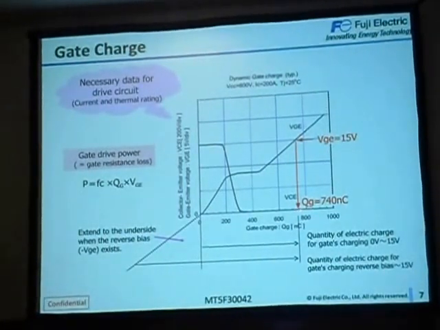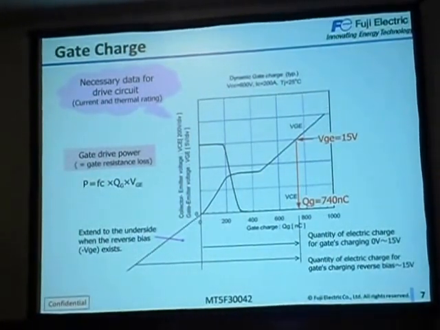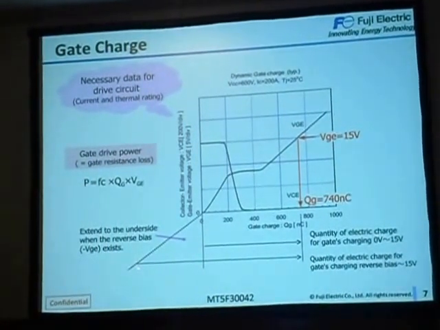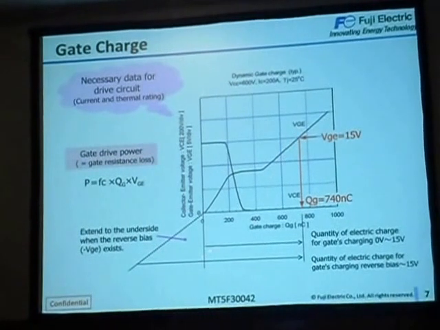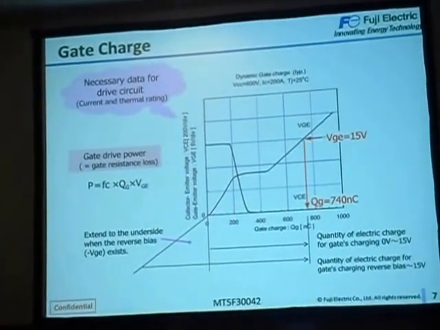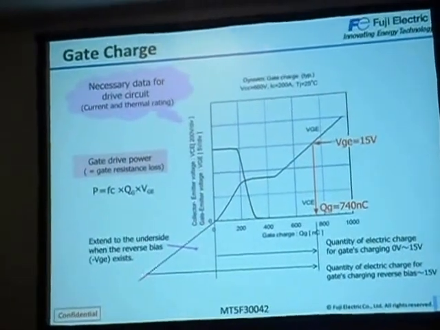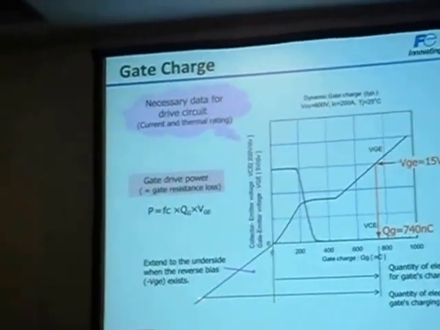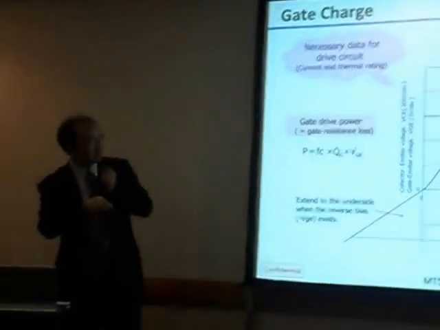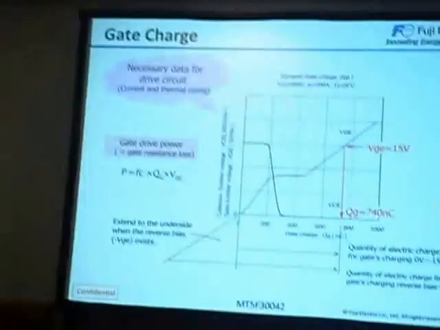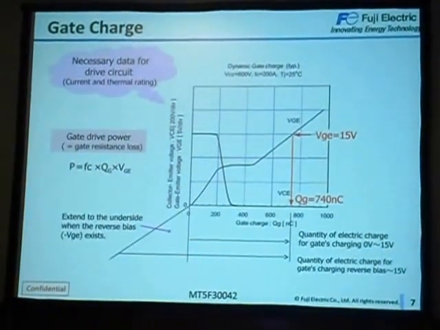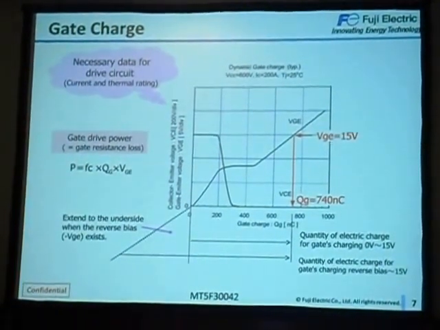740 nanocoulomb. If you drive our IGBT module from minus 15 to plus 15 volt, the total gate charge is the sum of the positive gate charge and the negative gate charge. So the total gate charge is from here to here. About 1200 nanocoulomb is the gate charge for this IGBT module.